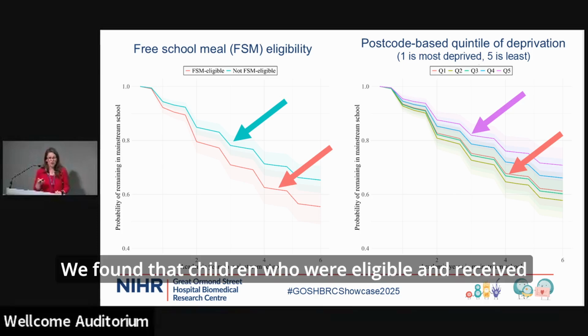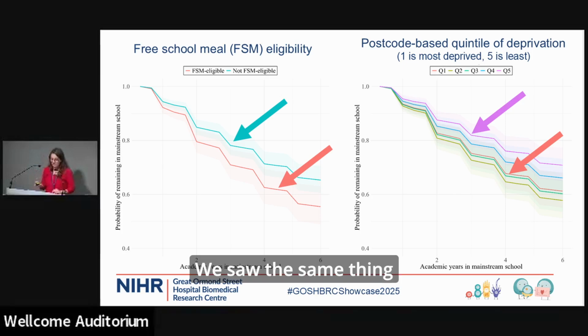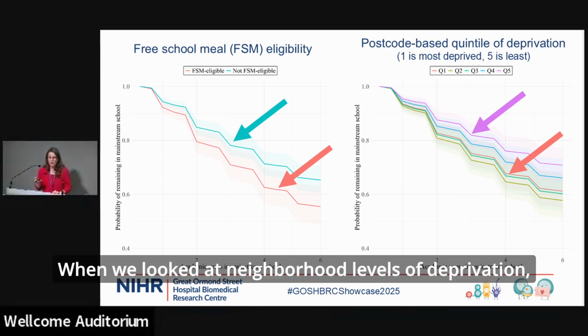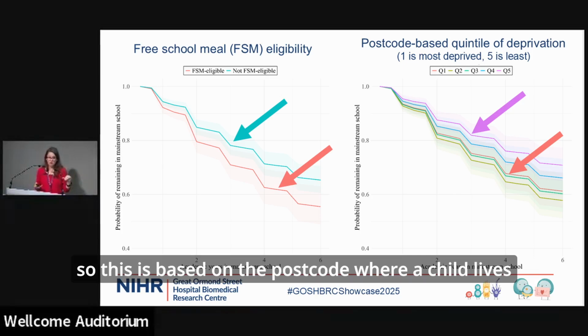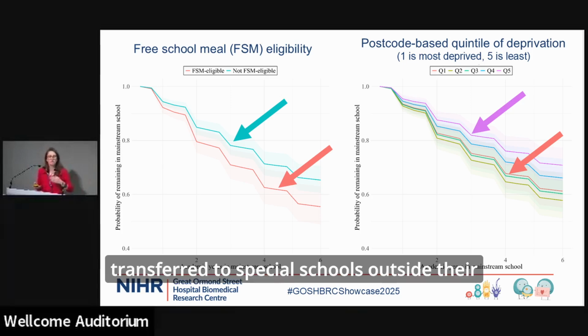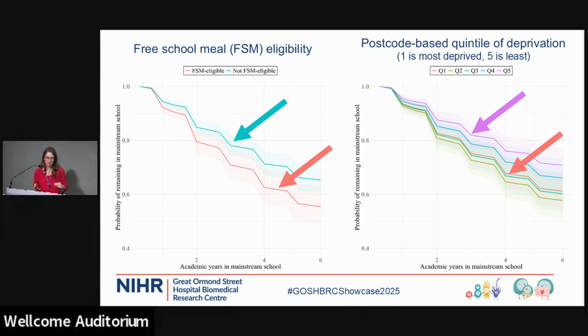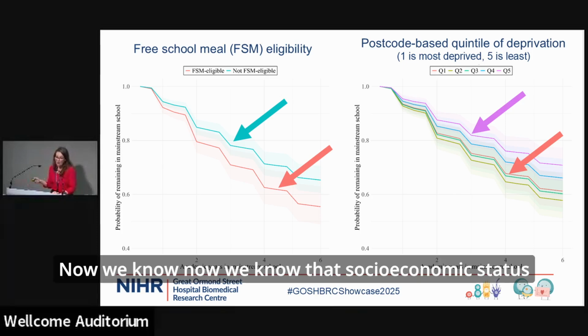We found that children who were eligible and received those meals were more likely to transfer to special school sooner. We saw the same thing when we looked at neighborhood levels of deprivation. So this is based on the postcode where a child lives. Children who lived in more deprived postcodes transferred to special schools outside their communities sooner than children who came from more affluent neighborhoods.